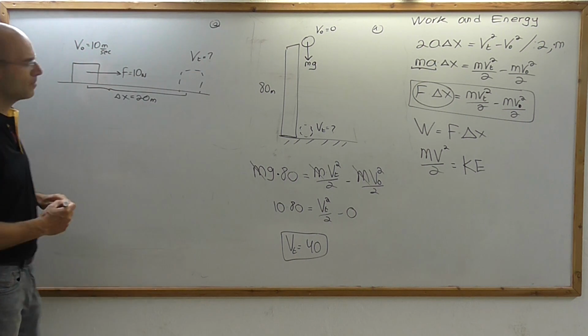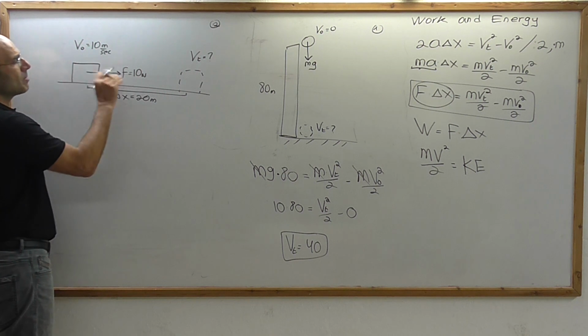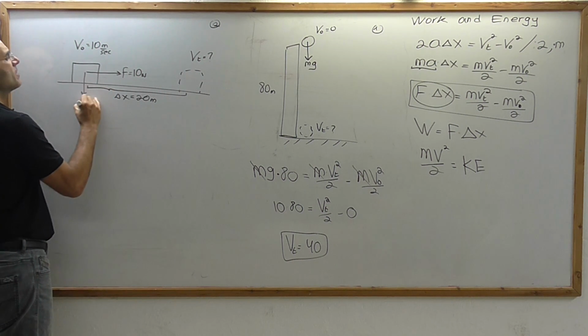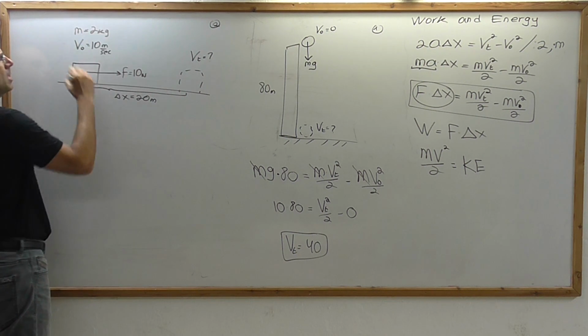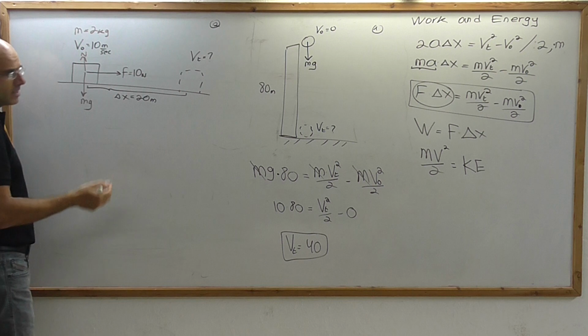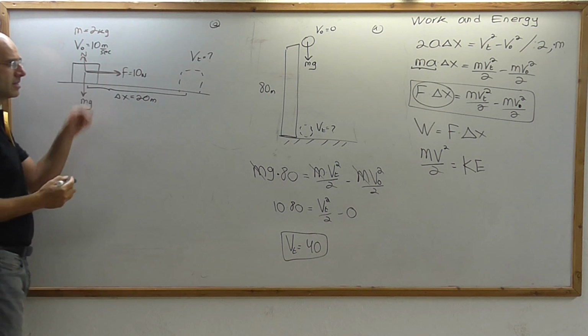I want to use this. Again, how do I do it? Let's see what forces are applied on this object. Obviously it's an mg. Let's say m is 2 kilograms, okay? Normal force, obviously, and this force. There are 3 forces applied on this mass.